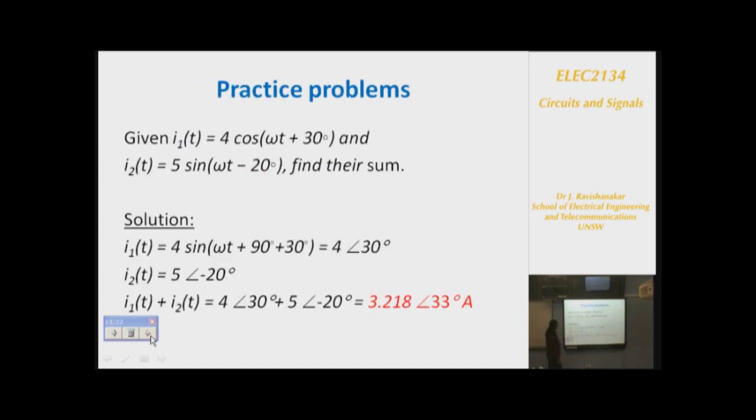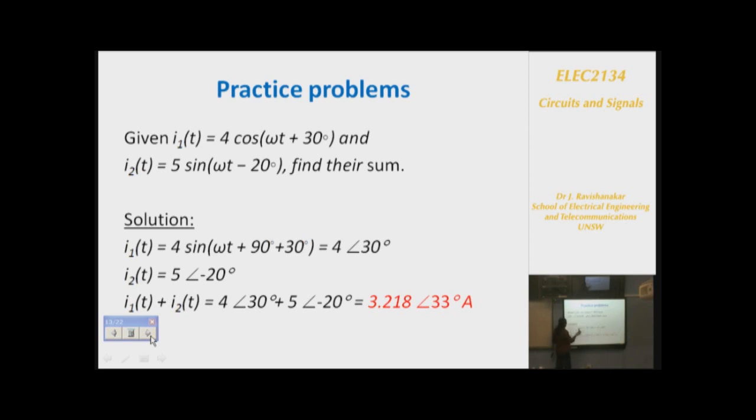Now some more problems here. We have to find out the sum of two values. See, I1 of t is one waveform, which is a cos waveform. I2 of t is another waveform, a sine waveform. So if you want to calculate the sum of these two waveforms, it's always very hard to find it using the waveform notation or the time domain. It's easier to convert them into the phasor domain and add them together. So how to convert that into the phasor domain?